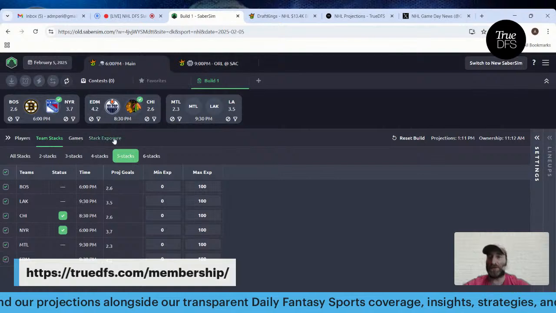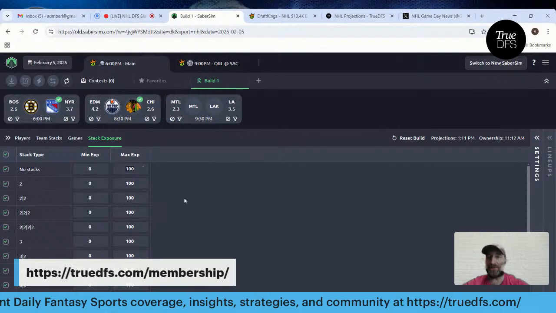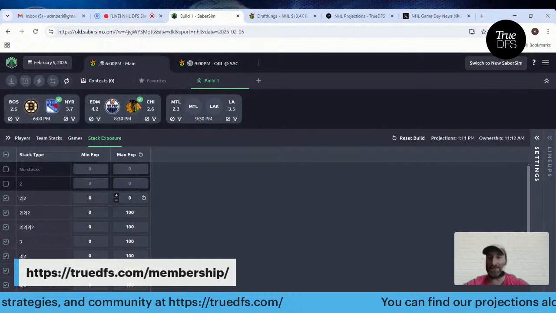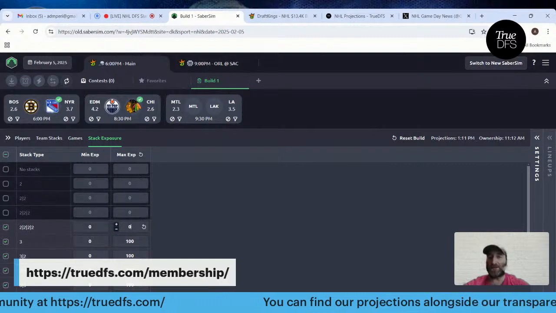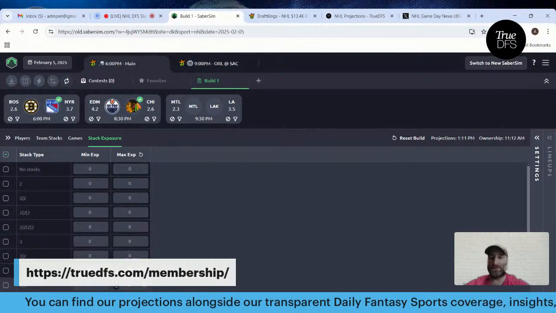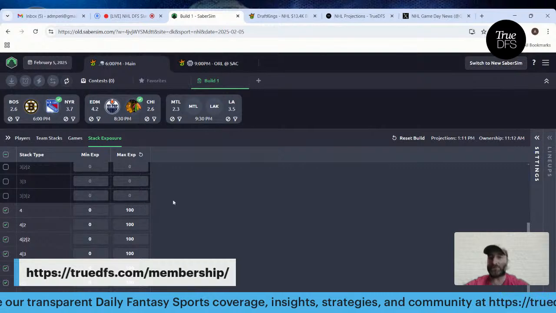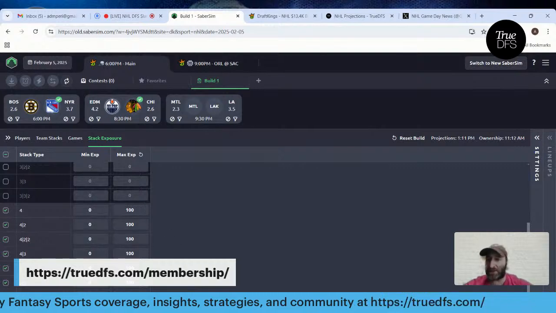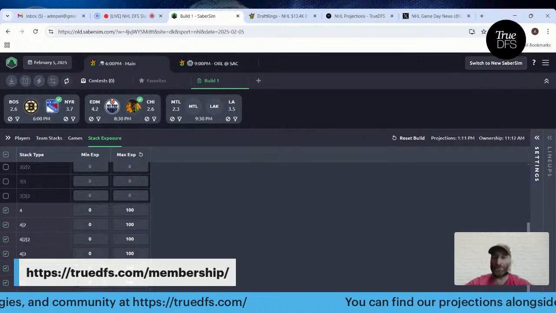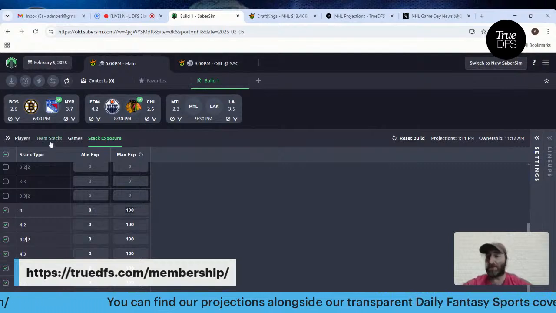Okay. So let's go to our stack exposure and let's see what happens. I mean, we're not going to play these 2-mans. We're not going to worry about the 3-mans. We got absolutely none of them. So now, let's see what happens if we force in, if we limit, let's limit these.